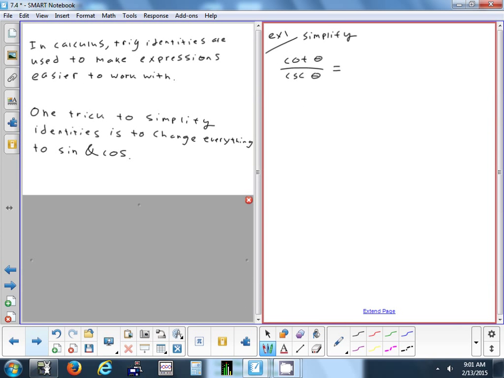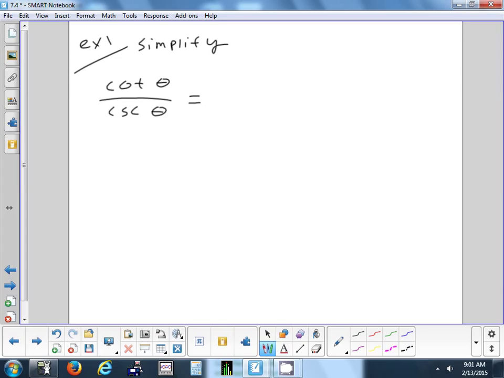So here's our first problem. It says cotangent divided by cosecant. We want to try to simplify that. So what we'll do is change everything in that expression to sines and cosines. Let's start with cotangent. How can you rewrite cotangent so that it's just sines and cosines? Nick? Yeah, it's cosine over sine. Good. Now in the denominator we have cosecant. How can we rewrite that using sines or cosines? Josh? 1 over sine. Yeah, that's 1 over sine.